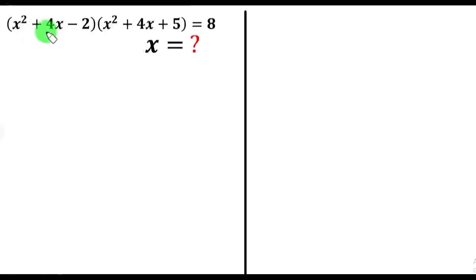Hi everyone, solving a question: x squared plus 4x minus 2 multiplied by x squared plus 4x plus 5 equals 8. Then we're going to determine the value of x.